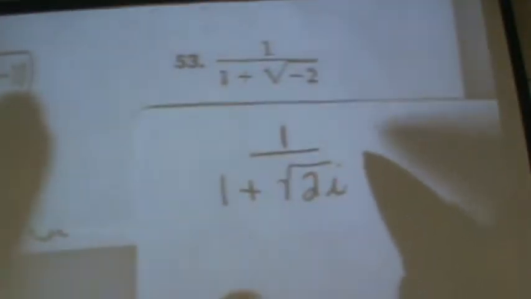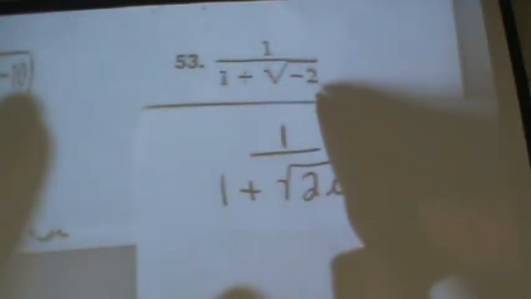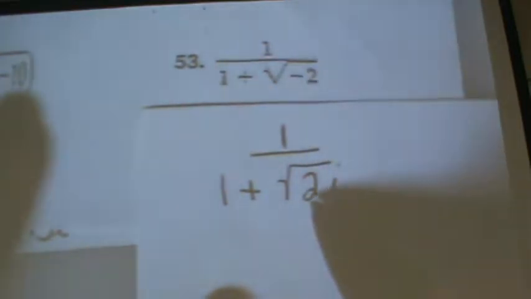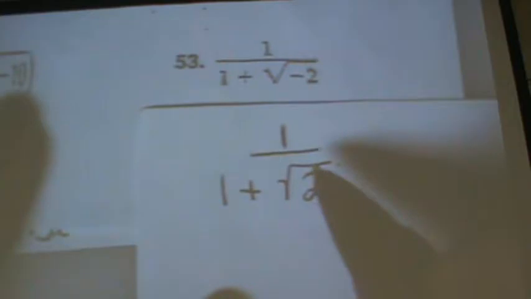This is a continuation of pre-calculus 4.5 homework. Continuing on, we're on problem number 53. This one, you have a radical in the denominator of this fraction. So you're going to get rid of this negative root 2 and write it as root 2i.